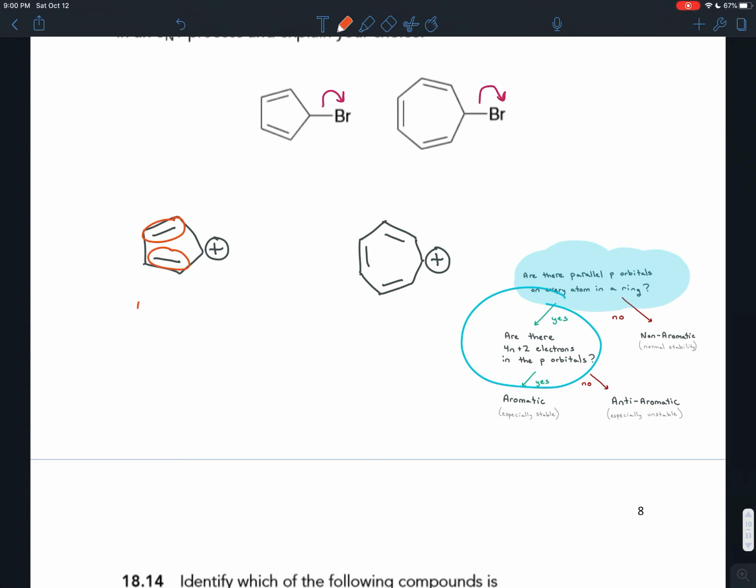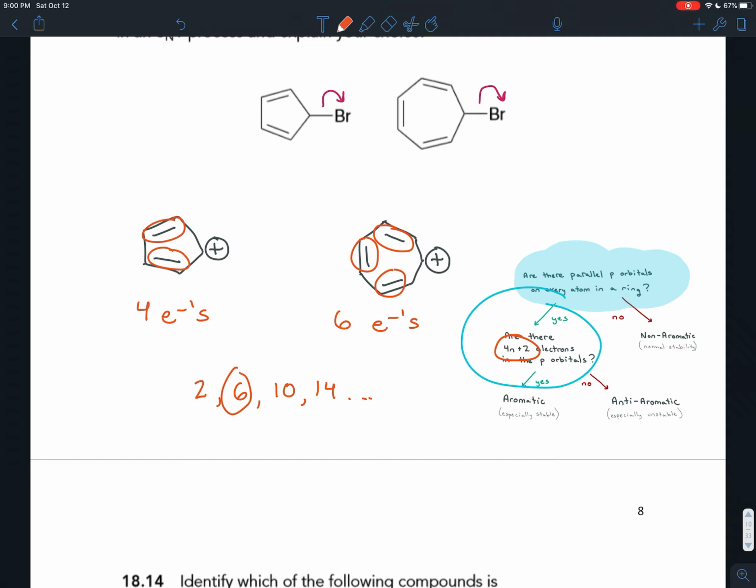In the molecule on the left, we have 2, 4. There are 4 electrons there in those p orbitals. In the molecule on the right, we have 2, 4, 6. We have 6 electrons in those p orbitals. So let's write out that pattern for 4n plus 2. If n is 0, then it's 2. If n is 1, then it's 6. If n is 2, then it's 10. If n is 3, then it's 14, and so on. I'm plugging numbers into that 4n plus 2 equation.